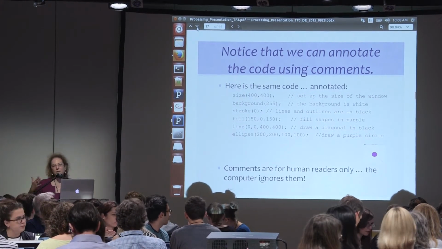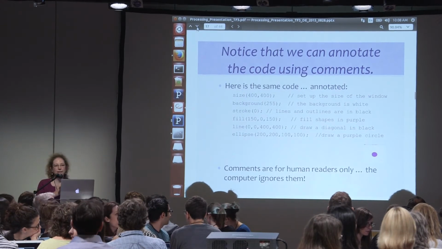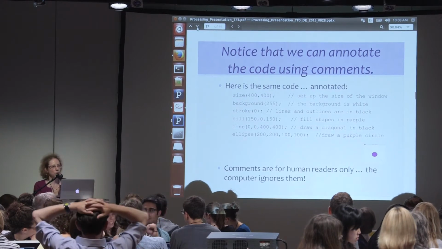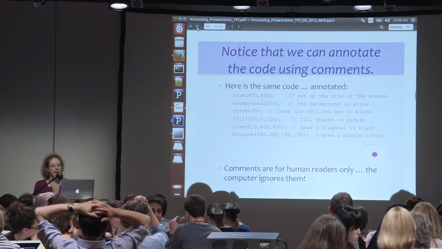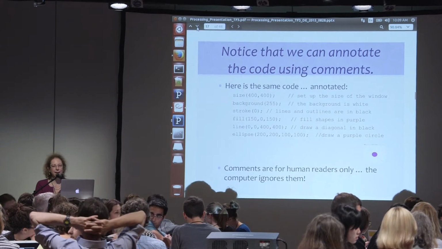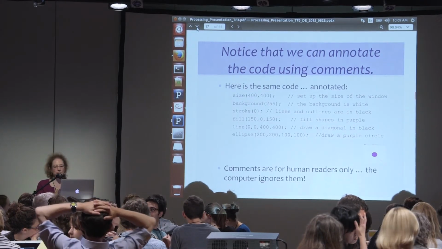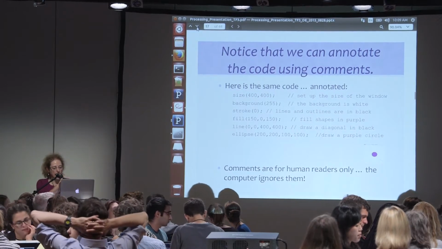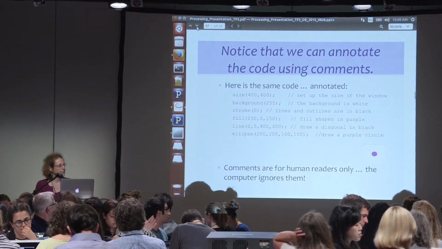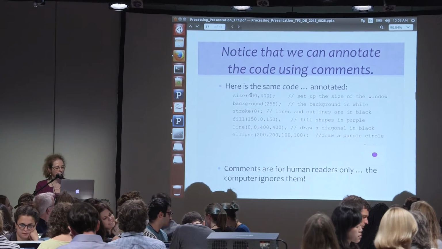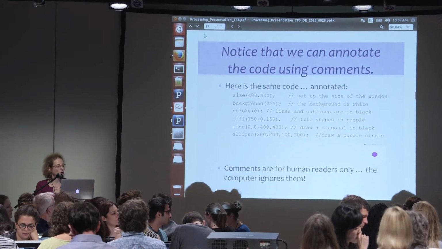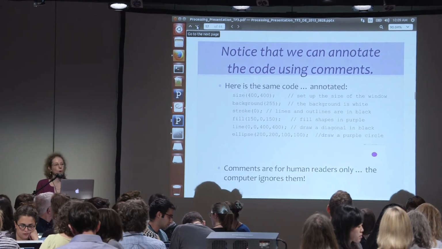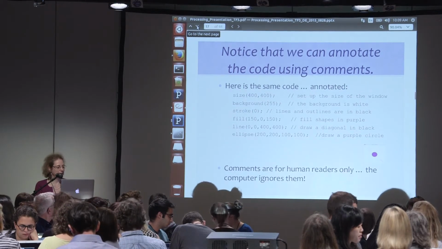So this is a way of differentiating what is intended for human readership and what the machine is actually going to process. In this case, I have annotated each command, each statement. Each statement ends with its semicolon, and then I've written a brief description of what this line is going to do. So I have commented the code, or annotated the code, in this way.